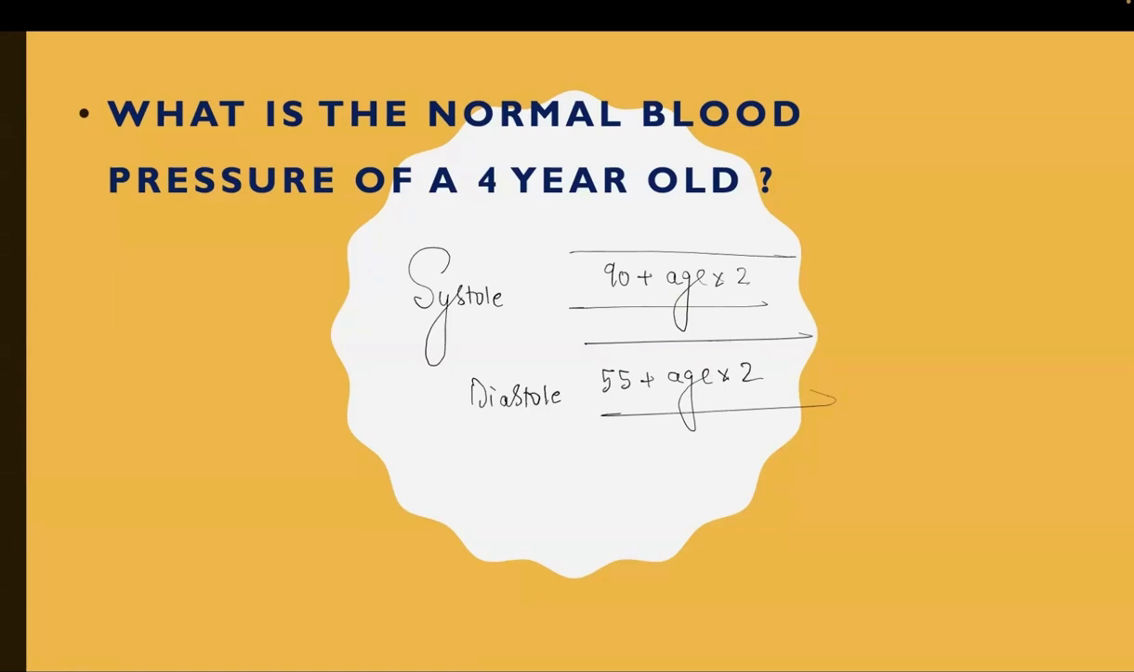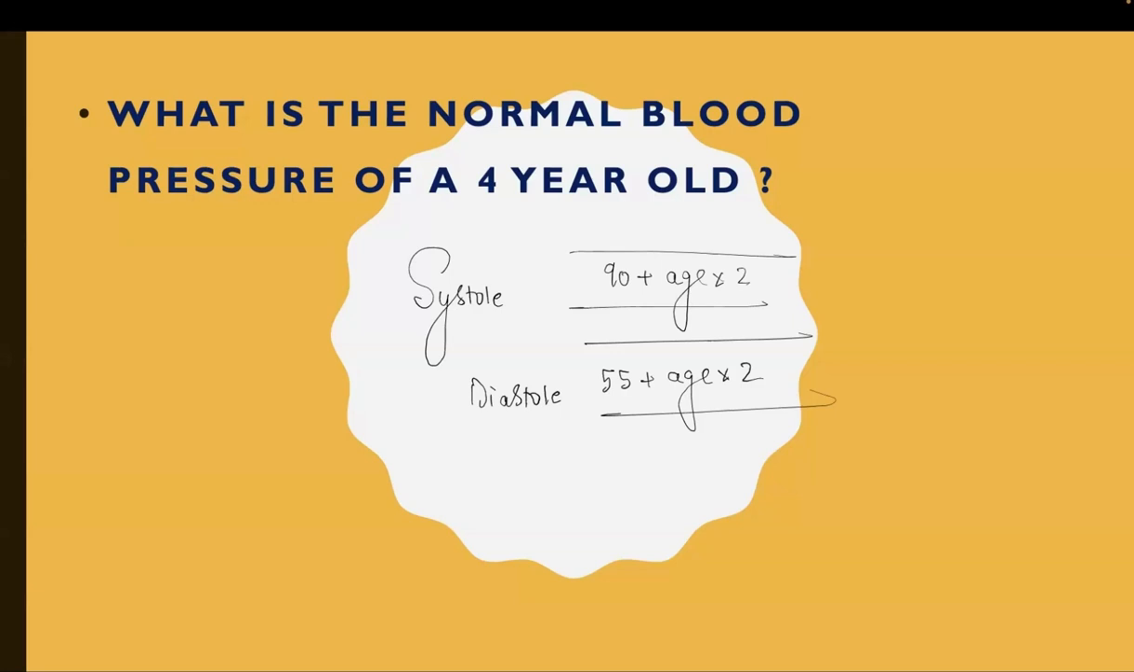In the pediatric age group, a 5-year-old, 10-year-old, 12-year-old, or 6-year-old may come to us with shock or low blood pressure in the casualty. So we should know what the normal blood pressure is. The expected systolic blood pressure is 90 plus age into 2, whereas diastolic blood pressure is 55 plus age into 2. That's the formula.